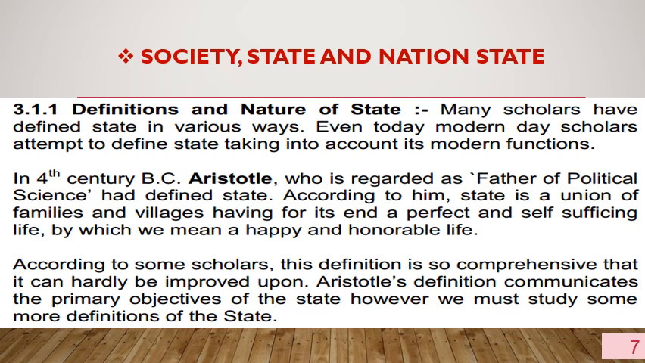According to other scholars, this definition is so comprehensive that it can hardly be improved upon. Aristotle's definition communicates the primary objectives of the state. However, we must study some more definitions of the state to be capable of understanding how things change. How do government, state, community, and people coexist together, and how is the current shape of states born?